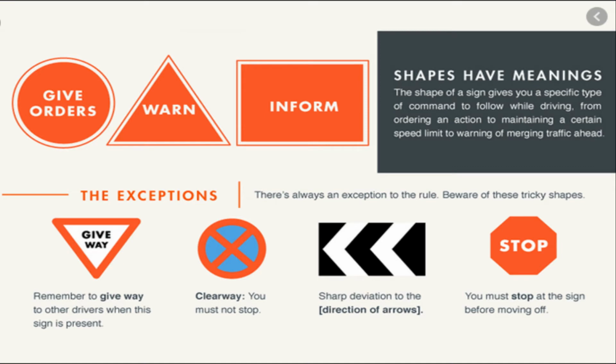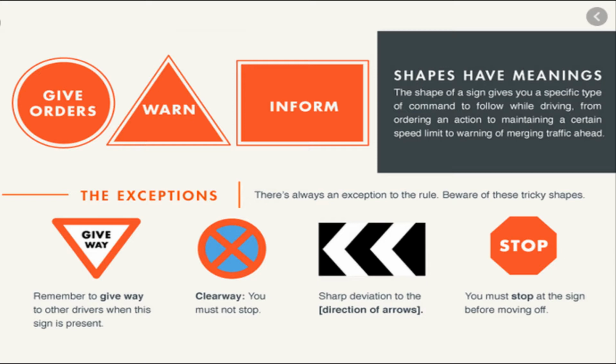Shapes have meanings. The shape of a sign gives you a specific type of command to follow while driving, from ordering an action to maintaining a certain speed limit to warning of merging traffic ahead. So circular shape gives you orders, triangular shape gives you warnings, and rectangular shape informs you about something.